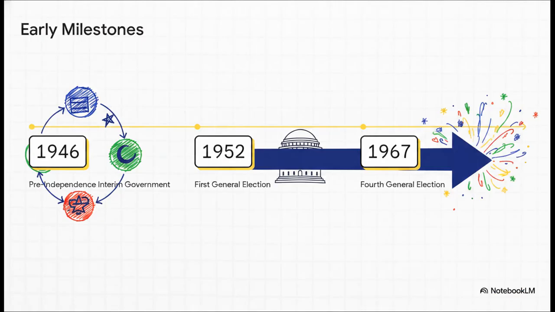Let's travel back for a second to a time right after independence, when the idea of a national coalition seemed completely unnecessary. As you can see on this timeline, we start with a baseline in 1946. There was a pre-independence interim government that functioned somewhat like a coalition, featuring the Congress, the Muslim League, and a few others, mostly due to communal pressures.